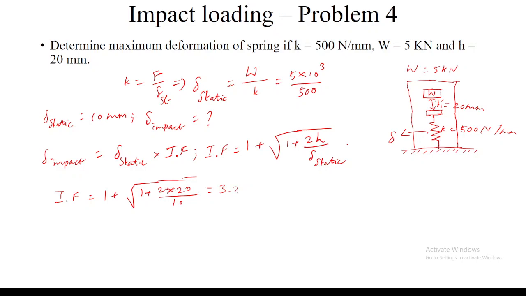3.236. So once we have found the impact factor, we can calculate the deformation under the impact loading as delta impact equals impact factor times delta static. Which means 3.236 times the delta static, which is 10 mm, which is actually nothing but 32.36 mm.